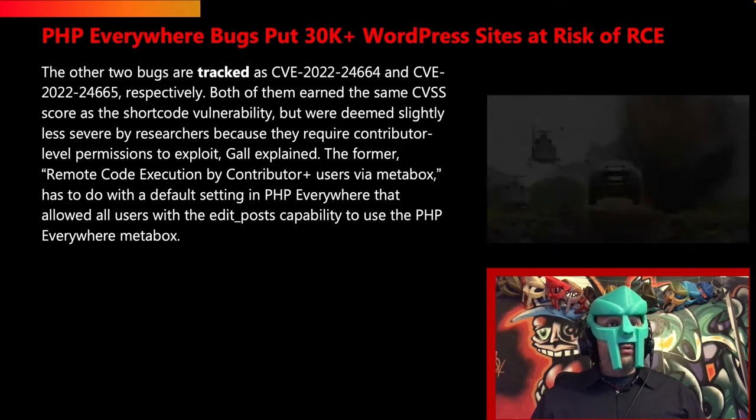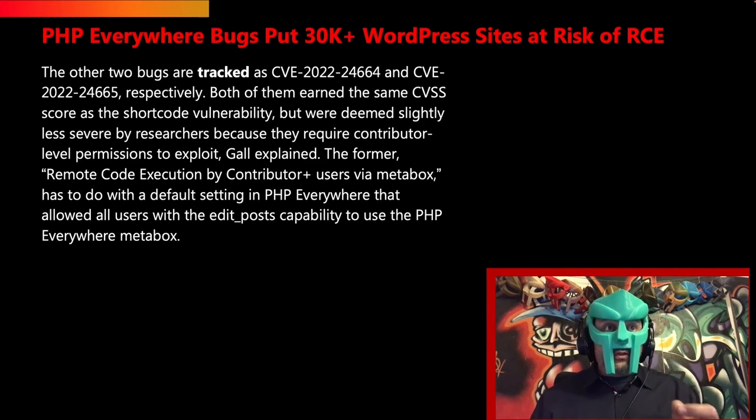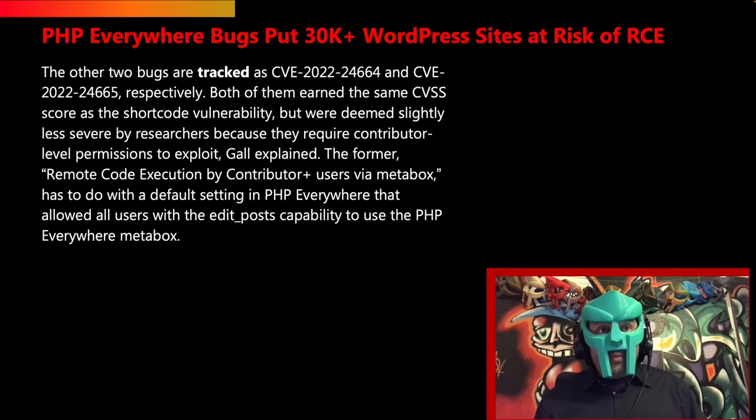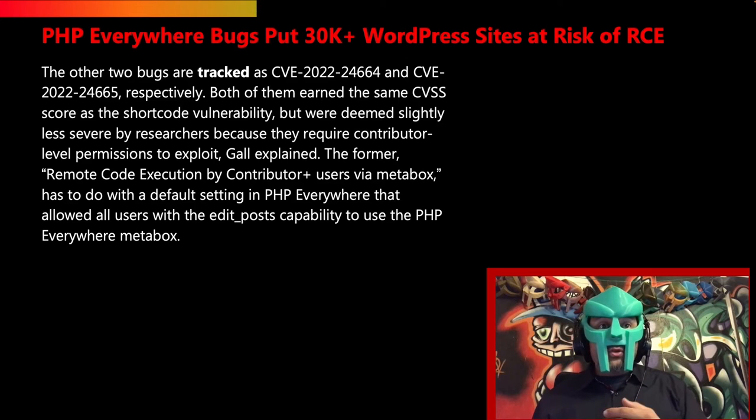The other two bugs are tracked as CVE-2022-24664 and CVE-2022-24665, respectively. Both of them earned the same CVSS score as the shortcode vulnerability, meaning 9.9, but they were deemed slightly less severe by researchers because they require contributor-level permissions to exploit. The former, remote code execution by contributor users via MetaBox, has to do with a default setting in PHP Everywhere that allowed all users with the edit posts capability to use the PHP Everywhere MetaBox.